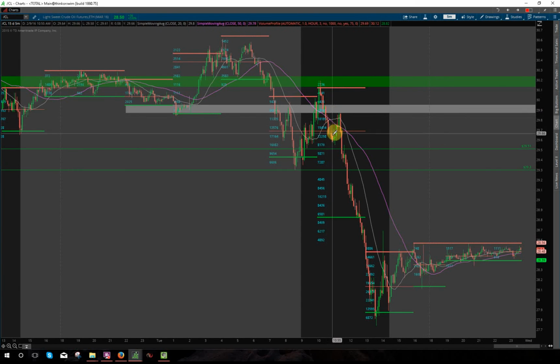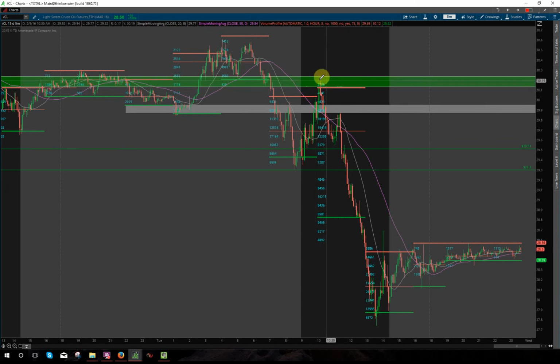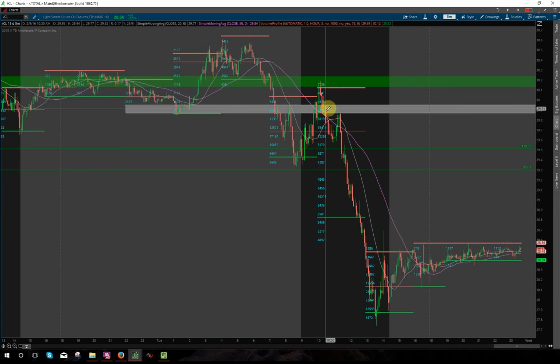It broke below, came back up, right? And if your idea here is the sellers are still in control, your next trade setup or idea would have been, as it came back up into the zone, you could have sold again here, right? And that's a nice retracement, right?